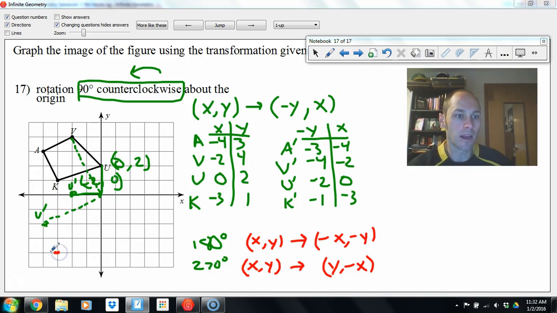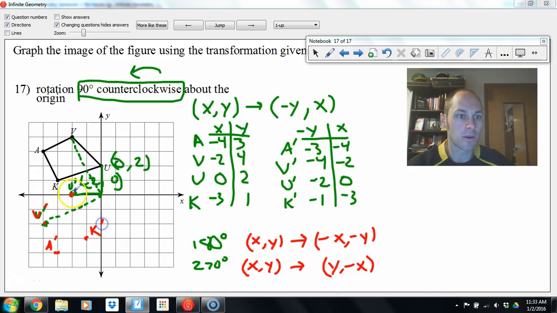This would be A prime. V prime would be -4, -2, which I had. I wasn't quite sure since I just eyeballed it, but once I found the exact coordinates, I see it was right on. So U prime is -2, 0. K prime is -1, -3.